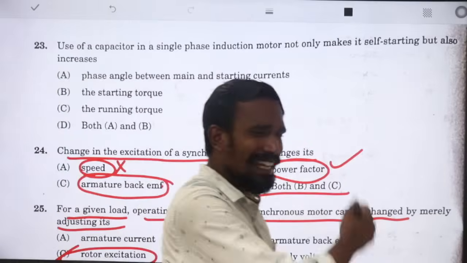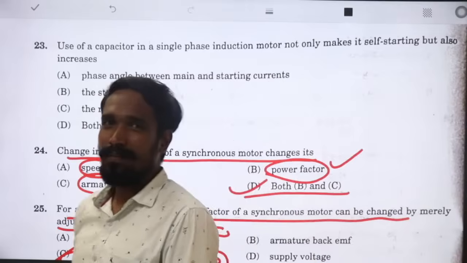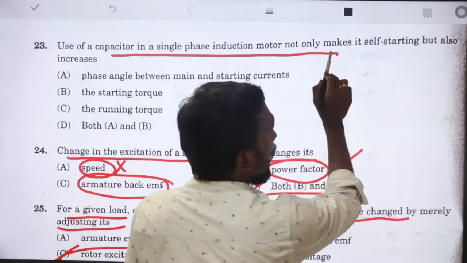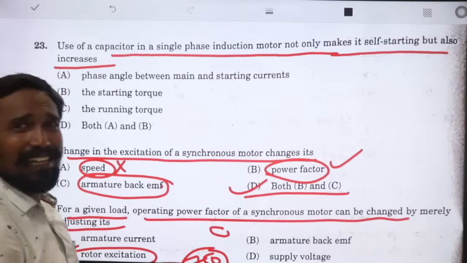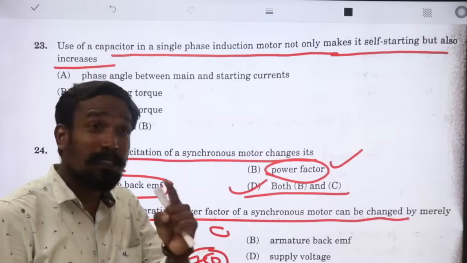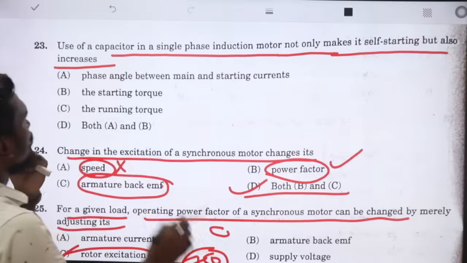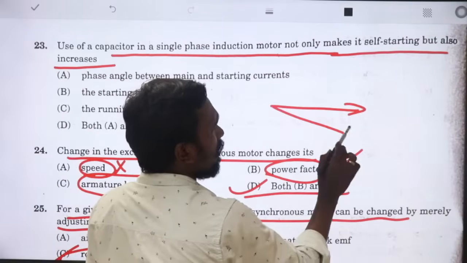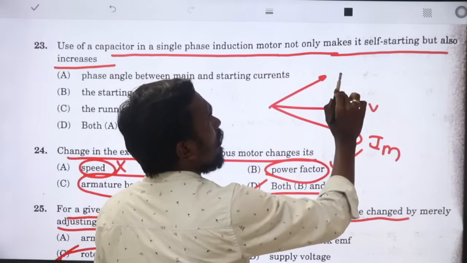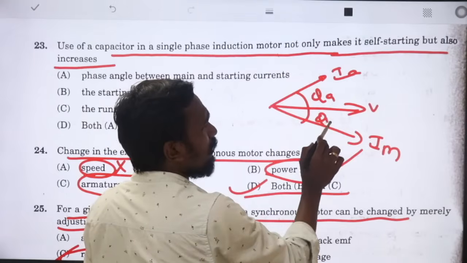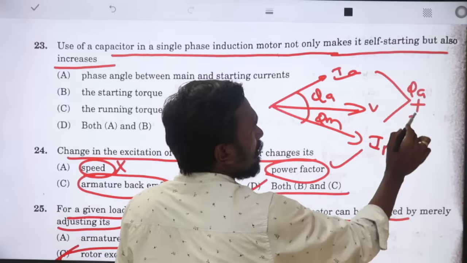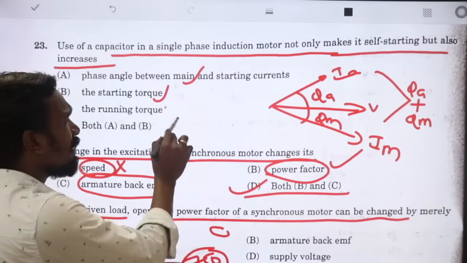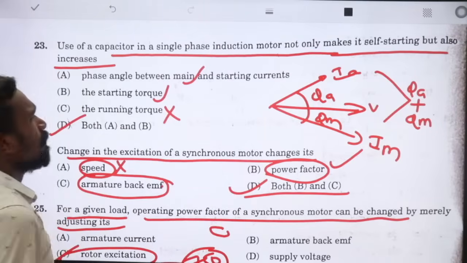Next. See how they asked this question, because of negative marking. The use of a capacitor in a single phase induction motor not only makes it self-starting, but also increases... Actually an easy question, sir, but many people will make mistakes. Phase angle between main winding and starting winding, yes. That's why we are adding the capacitor, right? When the capacitor is added, our main winding current is here, our auxiliary winding current is here. Now this is phi A, this is phi M. The angle between these two is phi A plus phi M. The angle increases, this is a correct answer. The starting torque increases, this is also a correct answer. But we are not going to change the running torque, sir. So which is the correct answer? Both A and B are correct.